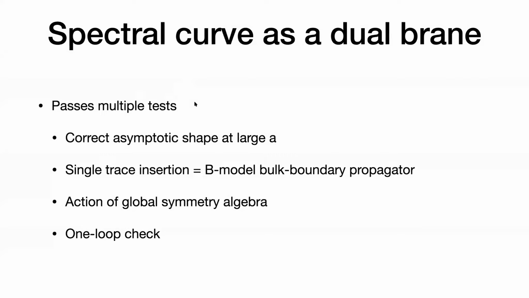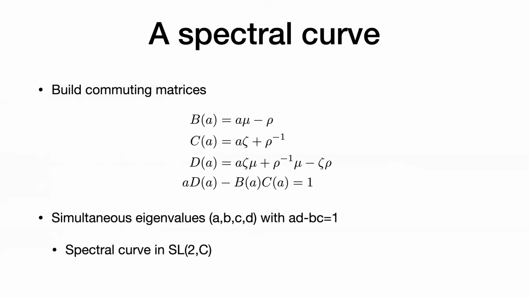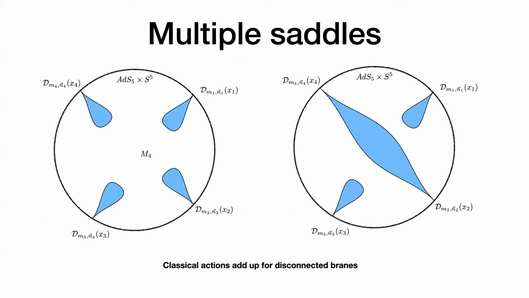So this is what we did, and this is what we would like to see done in the future. One of the basic questions I would like to understand is which saddles actually contribute to a calculation in holography. Here I said, given an M4 in AdS5 times S5, we expect to be able to find a holomorphic curve in SL2C which represents it.